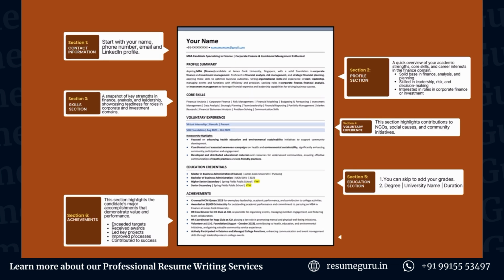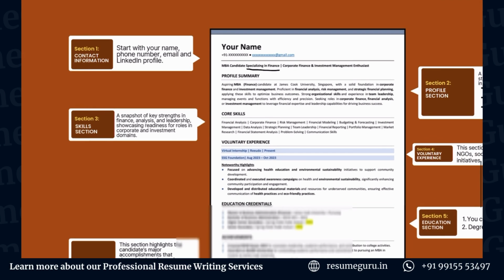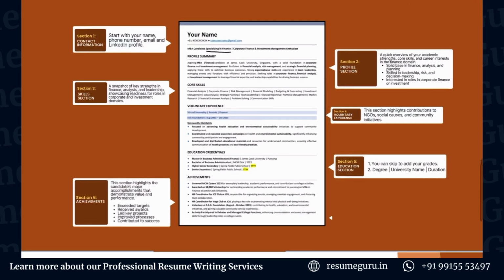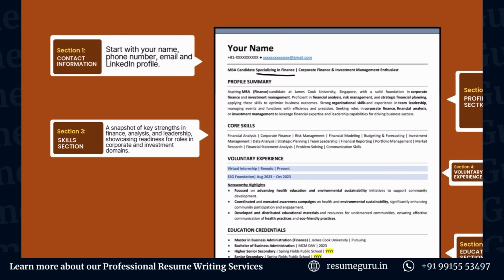So this particular candidate, as you can see, has a specialization in finance. Now, as we mentioned before, adding a specialization is very important to ensure that the recruiter knows what your expertise lies in. The first section is the contact information section. In this section, you have to provide a name, phone number, email, and LinkedIn profile. So this allows the recruiter to contact you pretty easily and efficiently. And this is also very important for ATS because this data is auto picked up by the ATS when your resume is scanned by it.